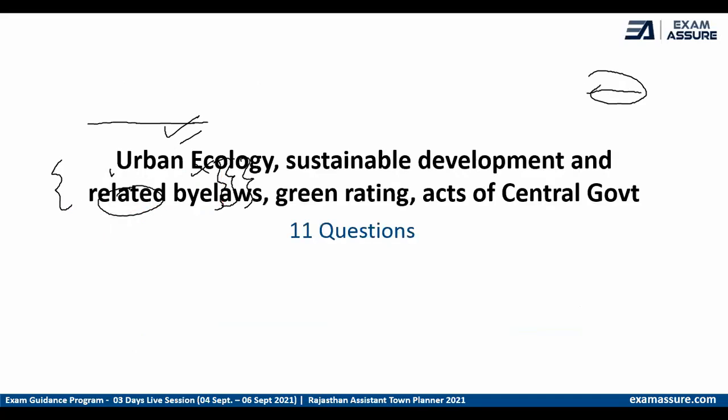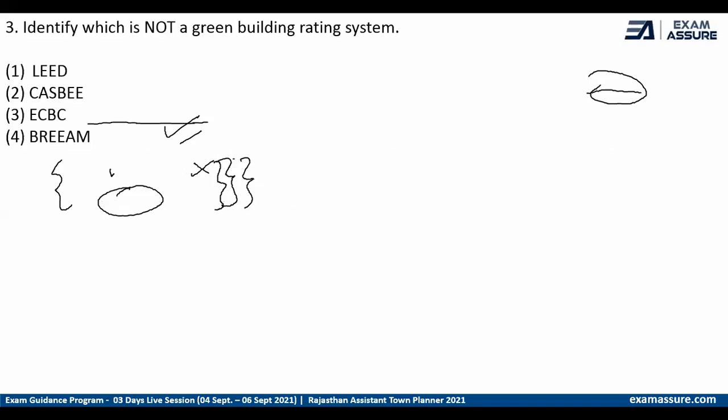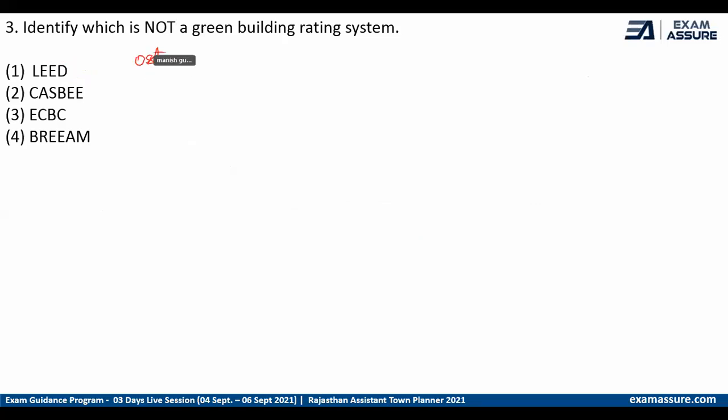Let's go to the next question. Okay, so now we have urban ecology, sustainable development, bylaws, green rating, and other things. Let's have a look. Which of these is not a green building rating system? This is a question that comes repeatedly in the GATE paper as well, in different forms.